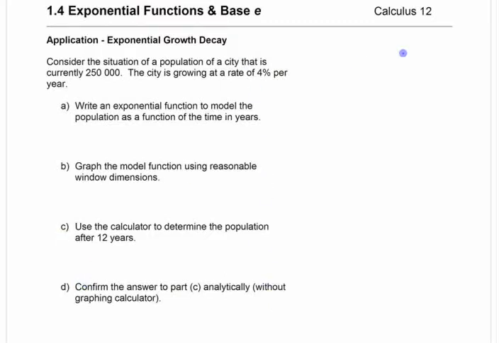In grade 12, you learned to model exponential growth with a function that looks something like this, right? A times b to the power of x. You may use different variables.